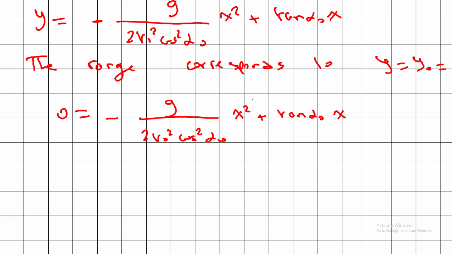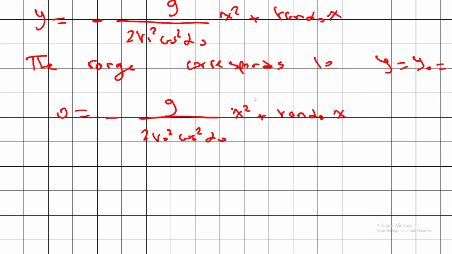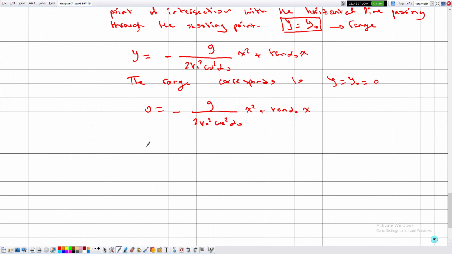So what's the type of this equation? This is a quadratic equation in x. So how do we solve it? We have two methods: either we calculate delta, or we solve by factorization. So let's solve by factorization. We take x as a common factor. We have x times, minus g divided by 2v0 square cosine square alpha 0 x plus tangent alpha 0, equal to 0. Since x is different than 0, we have that minus g divided by 2v0 square cosine square alpha 0 x plus tangent alpha 0 is equal to 0.